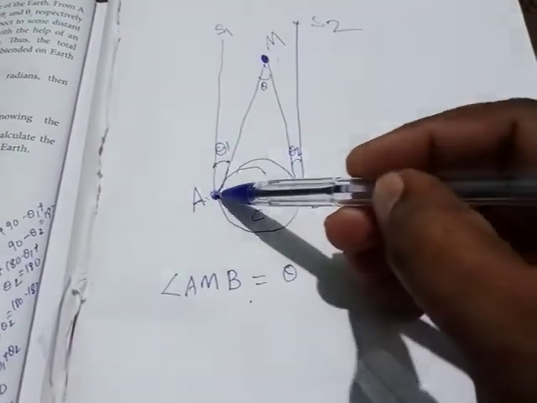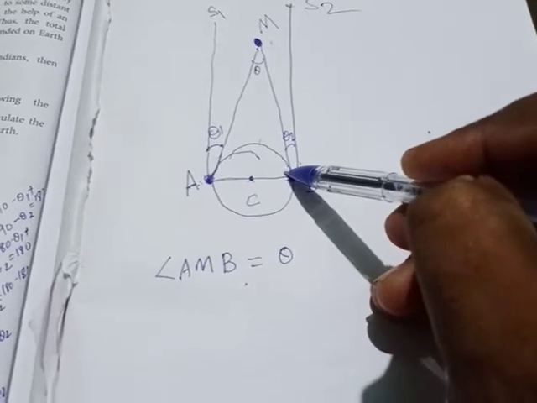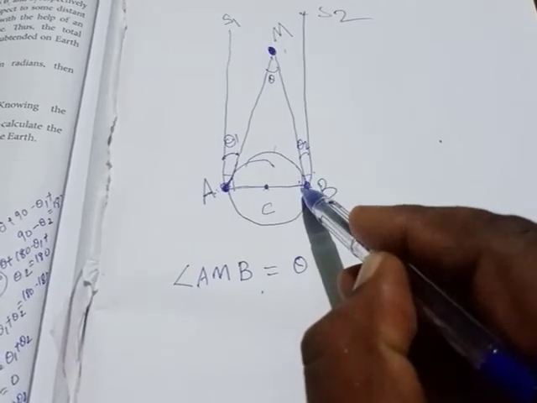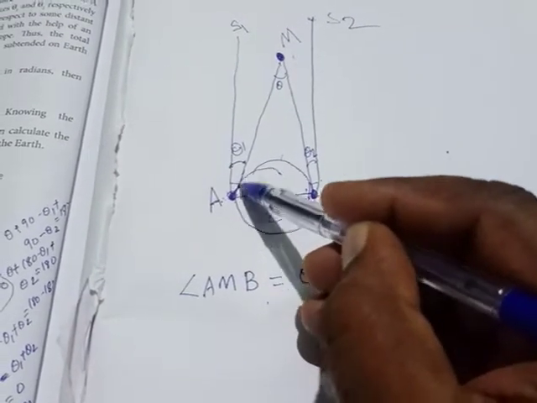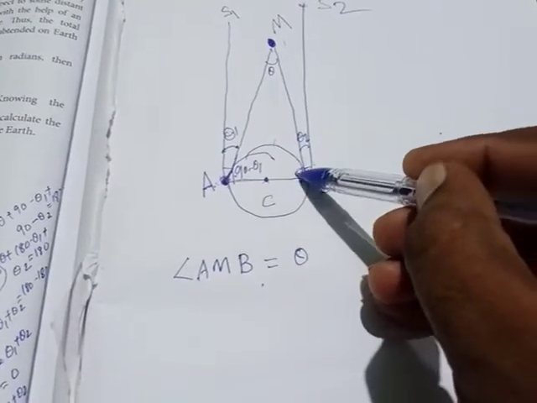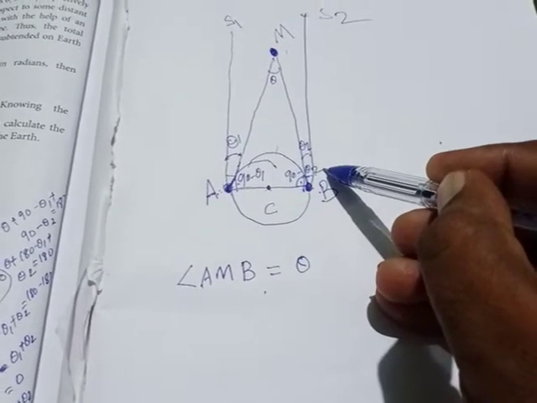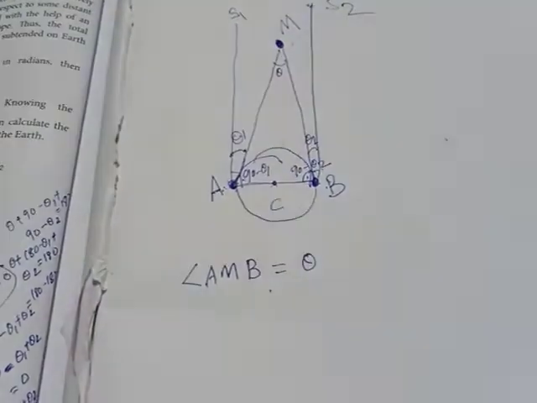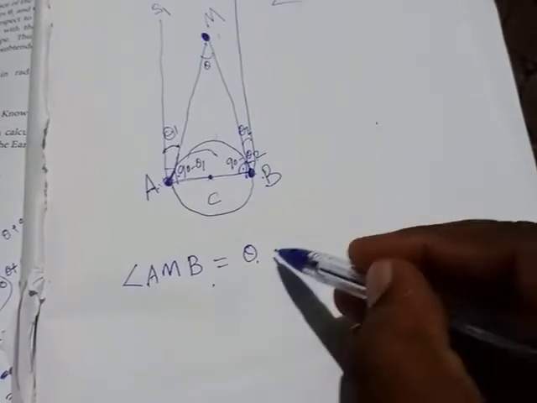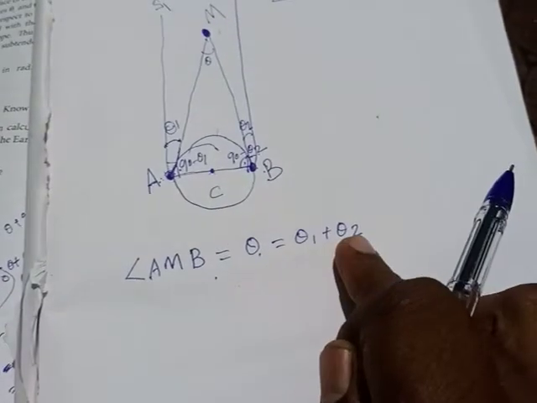You know that this is a triangle. The three angles of this triangle add up to 180 degrees, and this position is 90 degrees. This position is 90 degrees. So here you can write 90 minus theta 1, and this is 90 minus theta 2. Now if you are finding this total angle, you see how you are getting this theta. That is what I am showing now. You will get theta is equal to theta 1 plus theta 2. I will show you how you will get this.